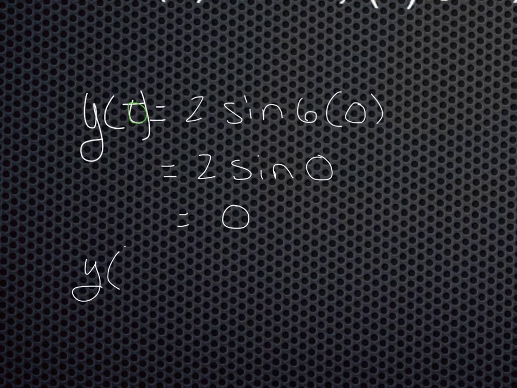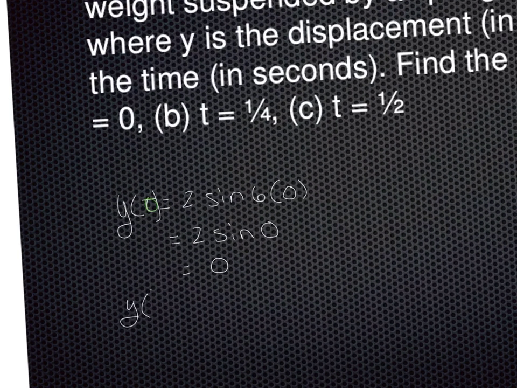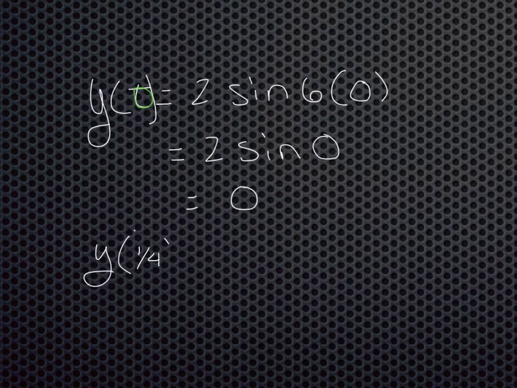The next one I want you to do is y of 1/4. So we're doing 2 sine 6 times 1/4, which is going to be 3 over 2. First, find sine of 3 over 2. Use your calculator. And then multiply that by 2. And make sure you're in the right mode. I was not in the right mode just now. You have to be in radians. So the sine of 3 over 2, multiply that by 2, and our answer is 1.99.